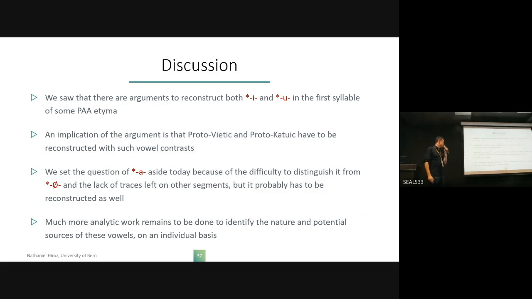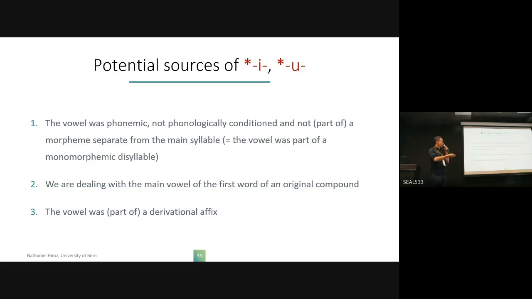Much more analytic work remains to be done to identify the nature and potential sources of these vowels on a word-to-word basis. So in some cases, we could have a real phonological vowel, not phonologically conditioned and not a morpheme or part of a morpheme. In other words, the vowel was part of a monomorphemic disyllable. We could also be dealing, as we just saw, with the main vowel of the first word of an original compound. In some cases, this could be morphology.